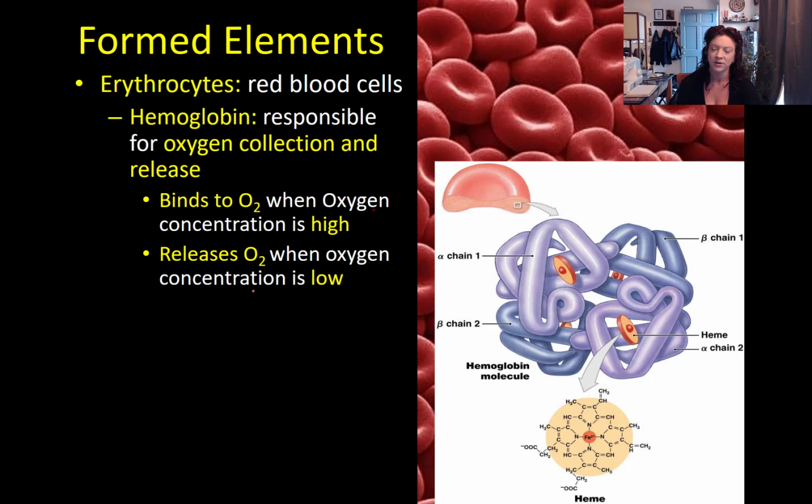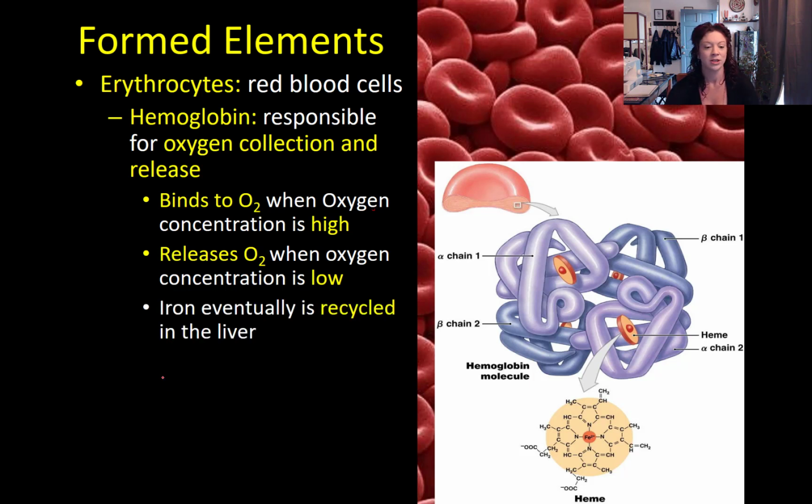This makes it the perfect mechanism for transporting oxygen through the body. It'll pick up oxygen in the oxygen-rich environment of the lungs, and then as it travels through the bloodstream in the body, as it moves into your muscles or into your organs, which are low oxygen environments, it will release that oxygen as it goes, oxygenating your systems and allowing cellular respiration to occur in your cells. And again, that iron eventually gets recycled in the liver. We don't waste it.